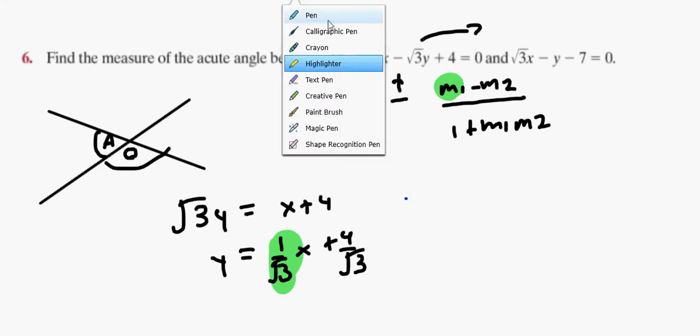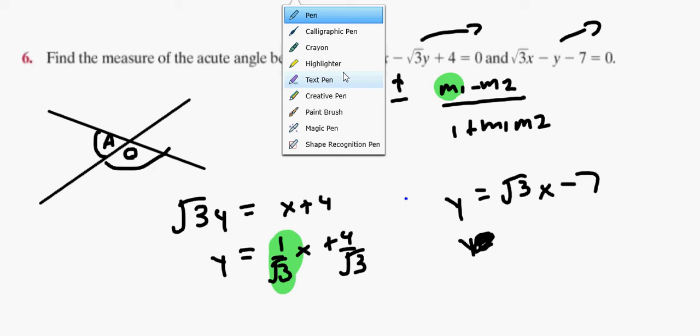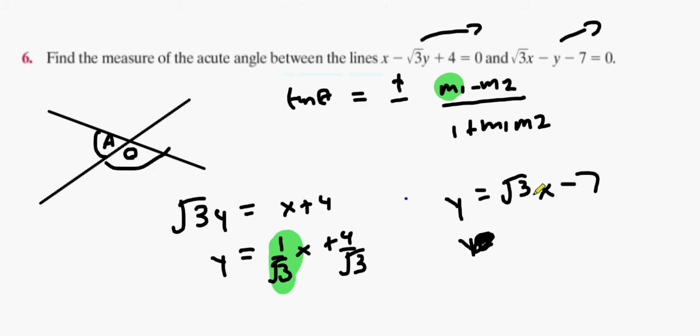Next thing you do after that? Yeah, go for it. Next one, you bring the y on its own over here, and you get y equals root 3x take away 7. So the slope equals root 3. So your m2 value is root 3. Now and only now will you use the formula.